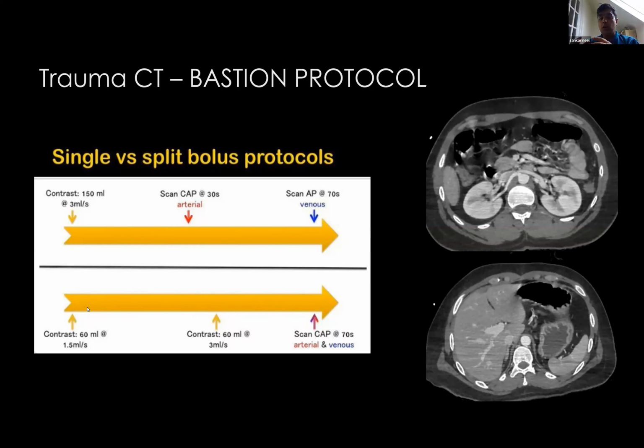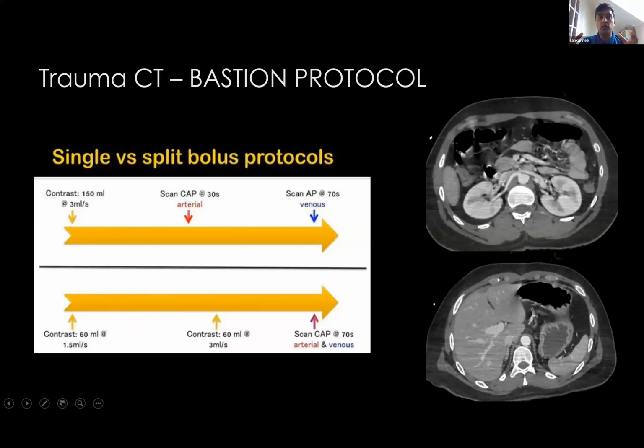Now the BASTION protocol will help where you split the boluses. You give your contrast, you split the bolus approximately in half, give your first dose at a venous rate, your second dose about 30 seconds before you acquire, which is at an arterial dose, so a slightly higher rate, and then you image once. The advantage is an image where you get not only an arterial enhancement, you also get a simultaneous venous opacification.